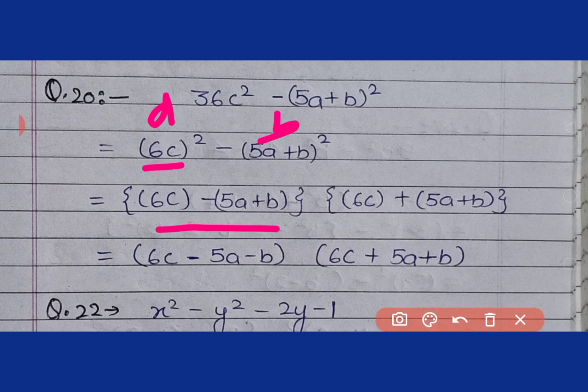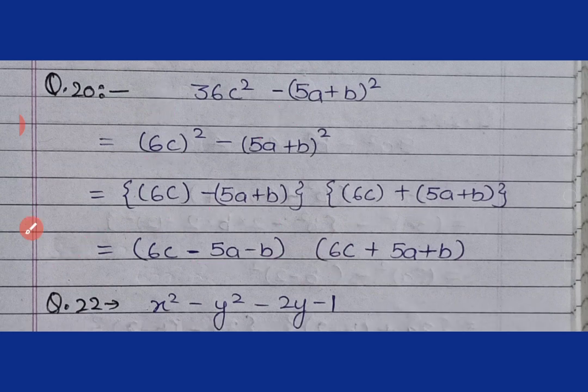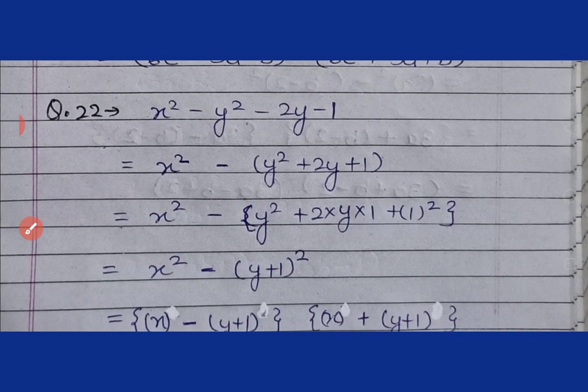And in the second bracket I have written 6c plus (5a plus b). Now when the bracket opens, the minus sign will multiply with each term present inside the bracket. So the sign changes: plus 5a changes into minus 5a, and plus b changes into minus b. And in the second bracket there was a plus sign, so there will be no change of sign, we can directly write it. So it is written 6c plus 5a plus b. This is our answer of question number 20. Now question 22. It is a different question.